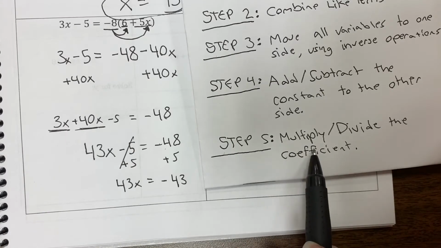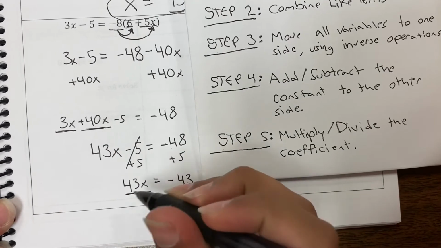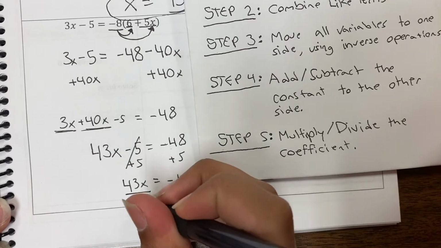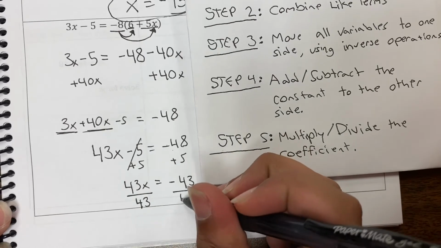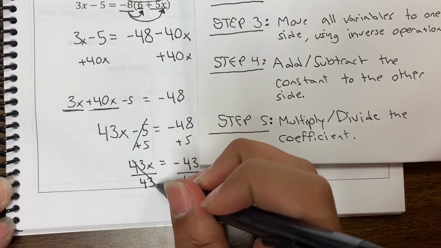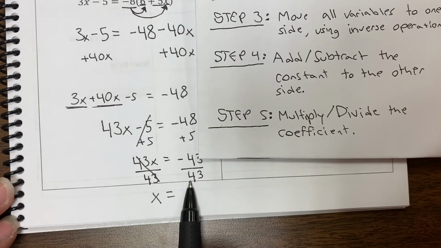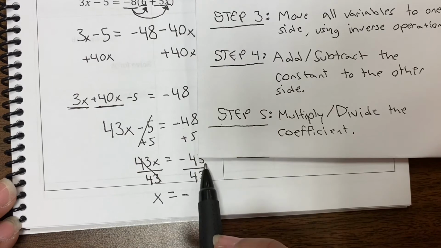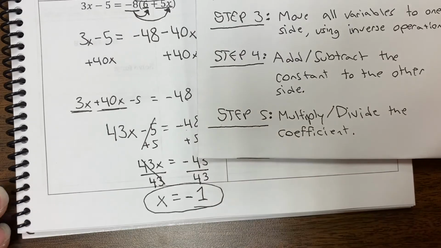Step 5 says to multiply or divide the coefficient. So right now, x is being multiplied by 43. So to get rid of that, I'm going to do the inverse of multiplication, which would be division. And I'm going to divide by the coefficient, which is 43. But we believe in justice, so what we do to one side, we have to do to the other. So we're going to divide the other side by 43. So this is going to cancel out, and I'll get x by itself equals negative divided by a positive is going to give me a negative, and 43 divided by 43 is 1. So x equals negative 1.